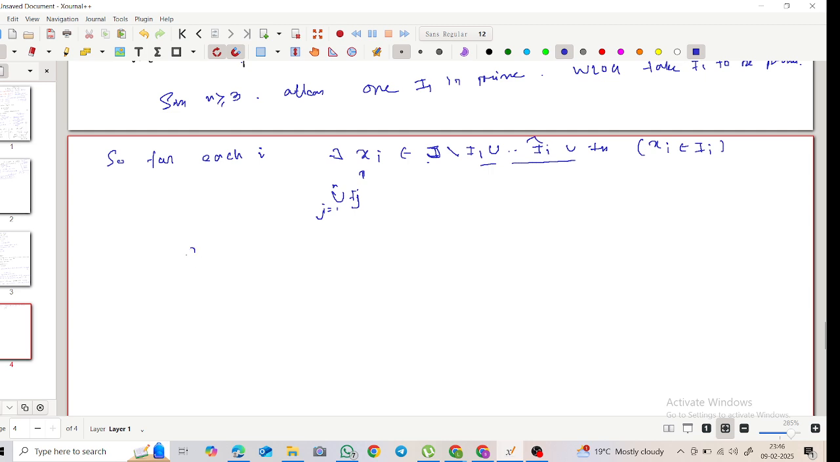Consider the element x equals x1 plus this product, x2 through xn. Clearly this is in J because every term is in J. Claim: this x is not in any Ij, for any j.